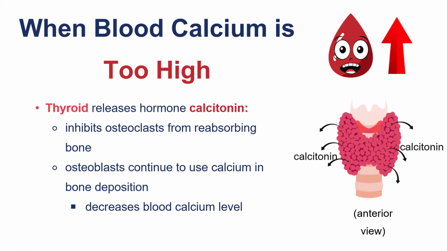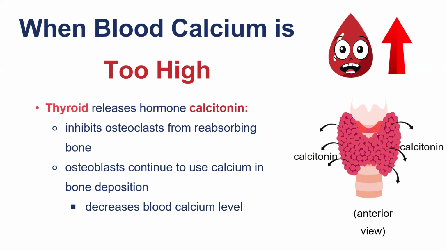If blood calcium level is too high, this time our thyroid gland, not the parathyroid, thyroid, is going to release calcitonin. So I would say we need to tone down the calcium. Calcitonin tones down the calcium. And so this is going to now inhibit our osteoclasts. It doesn't necessarily stimulate our osteoblasts significantly.